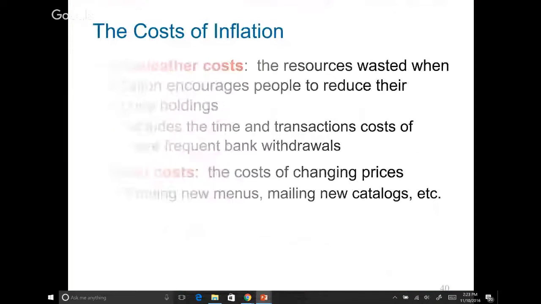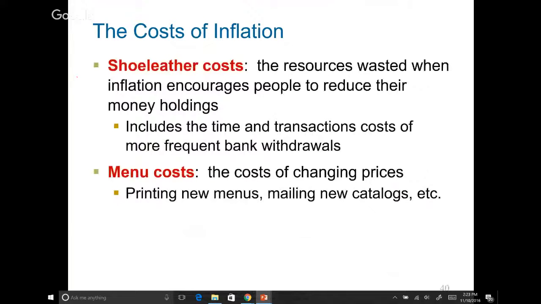Okay, so the cost of inflation. Know what's the shoe leather cost? Know what's the menu cost? So shoe leather cost is the resources wasted when inflation encourages people to reduce their money holdings.